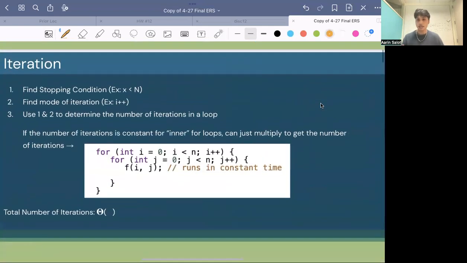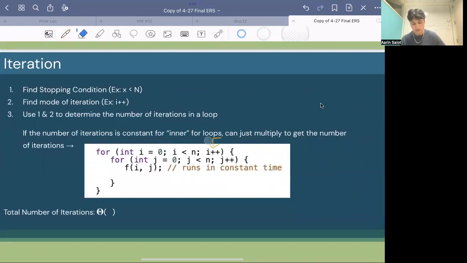Now let's cover the second type of runtime problems that you might encounter, and that is iteration. To solve iteration problems, you're going to first find your stopping condition, which is usually the middle part of your while loops or for loops. Then you're going to look at your mode of iteration, which is the last part over here. Then you just use these parts and the starting point of your loop to determine how many iterations are going on in that loop.